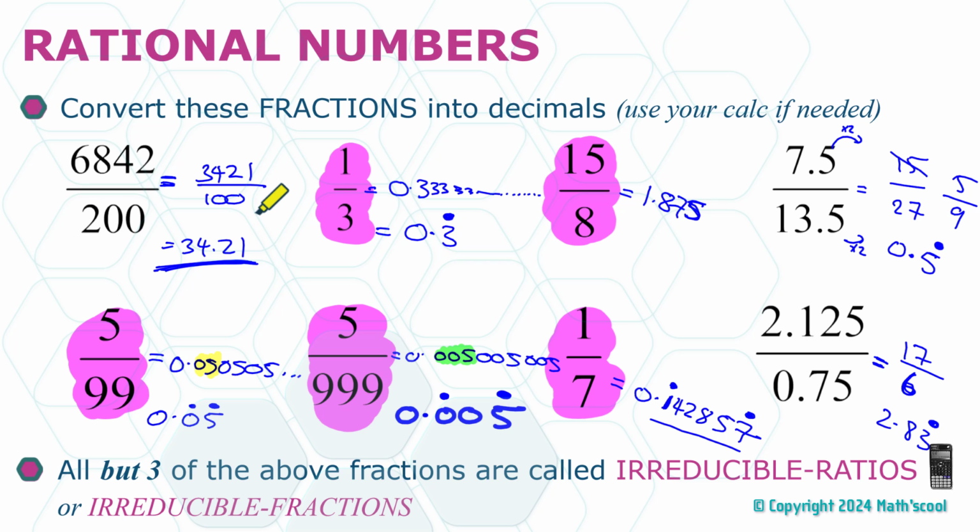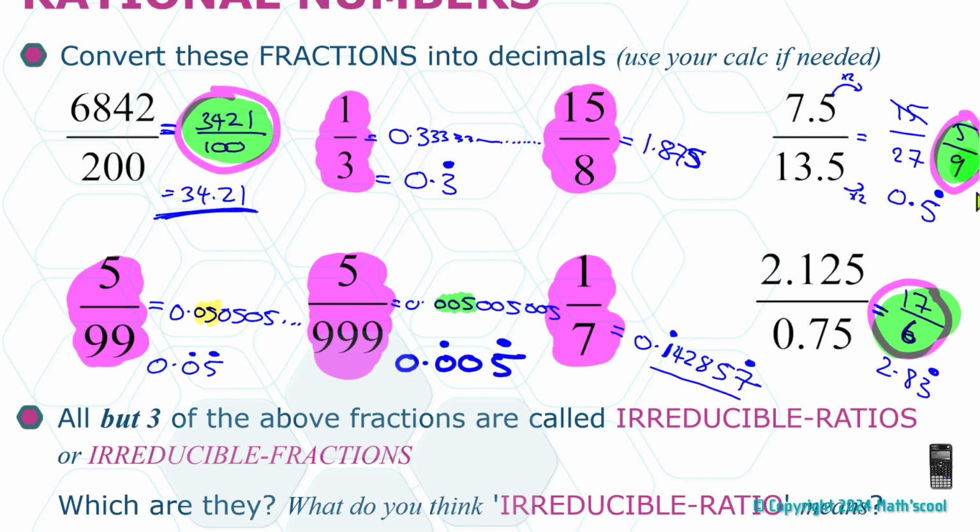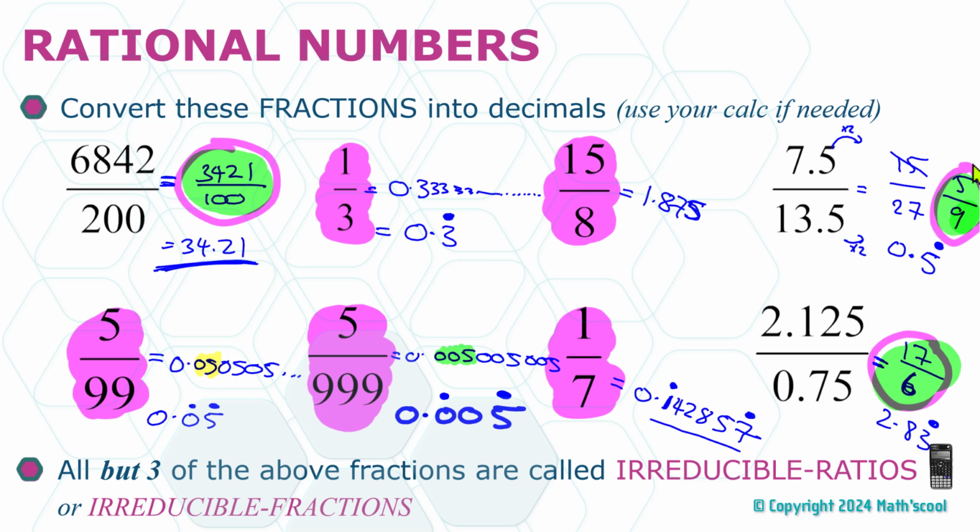Now these are the 3 that weren't irreducible fractions, but hold on a second, I rewrote them. I rewrote that like that. I rewrote that like that. I rewrote that like that. So I turned them into irreducible fractions, because I knew that was the right thing to do. So actually, we ended up with all of them being irreducible fractions. Which are they, and what do you think irreducible means? Well, irreducible means that you can't cancel the top and bottom down. So you've got an integer on the top, and you've got an integer on the bottom, and there's no common factor. Like here, 2 is a common factor. That's no good. Okay. All right.